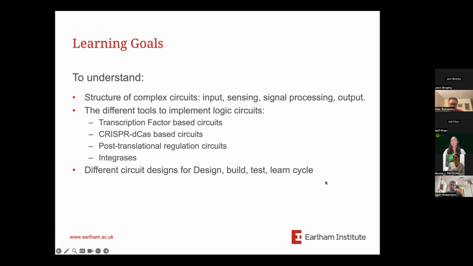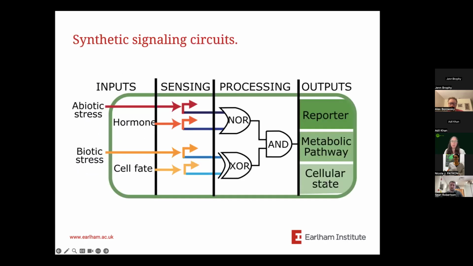Okay. So for synthetic signaling circuits, as Nicola presented, we can have a lot of different inputs for the system. There could be environmental input, such as abiotic or biotic stress. We can also have intracellular molecules, such as hormones, or we can also have promoters that are tissue-specific or specific to any cellular state in the cell.